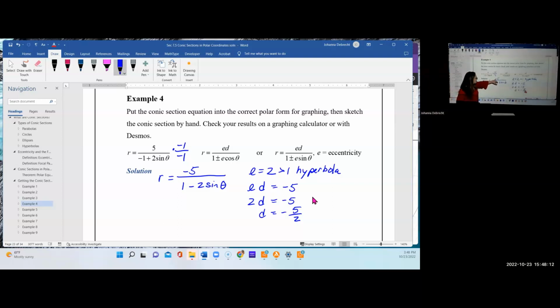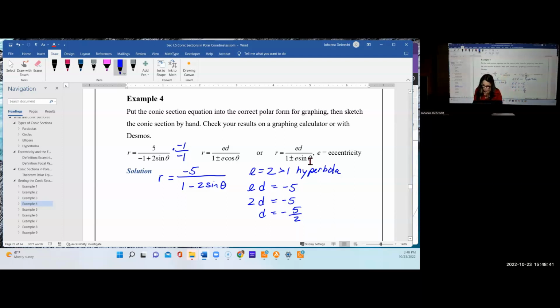Now, we take the combination of these two signs, which is going to be positive, and that tells us that the directrix line is located above. Sine is either going to be above or below. Cosine is left or right. So because these are both negative, the combination is positive, and it's going to be above. So we have a focus at the pole, we have a hyperbola, and we have a directrix line above it.